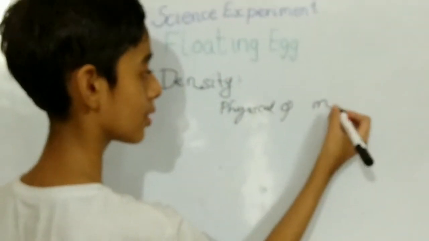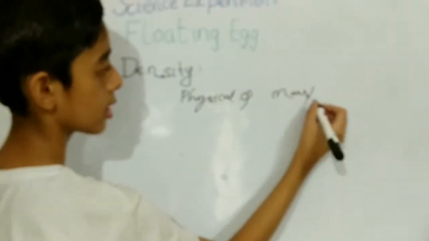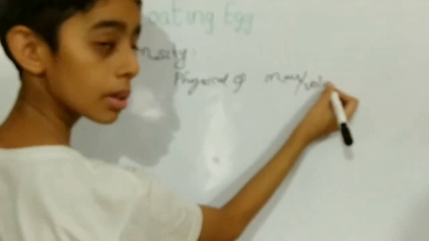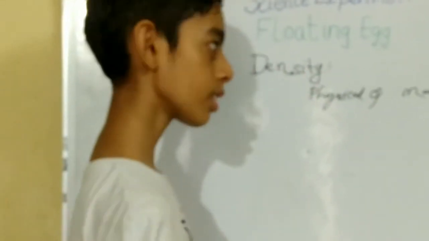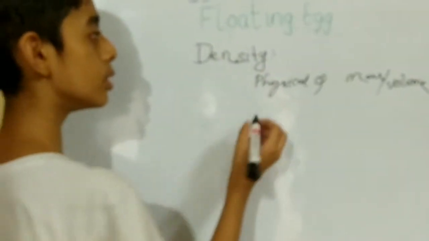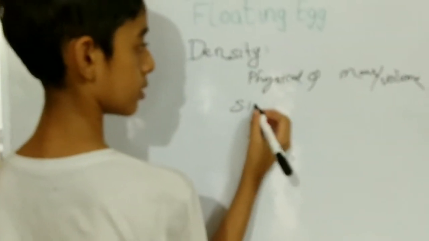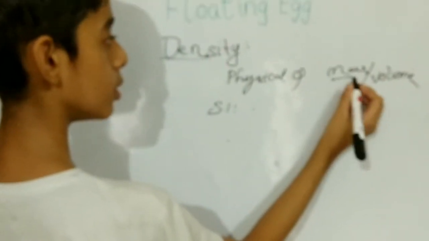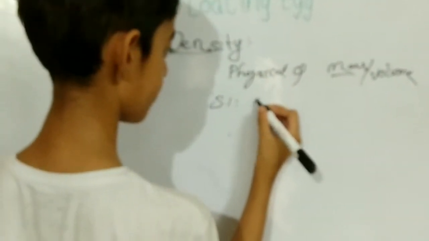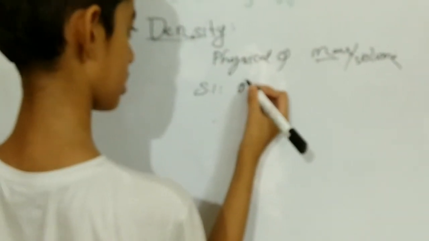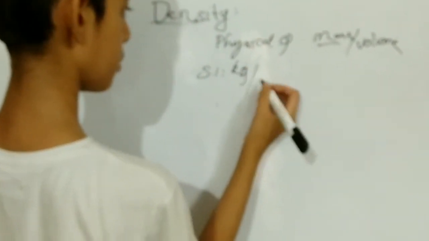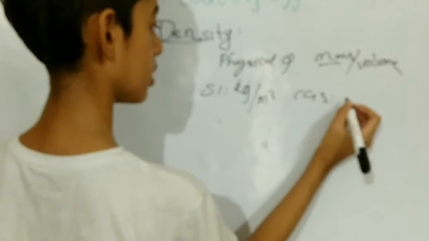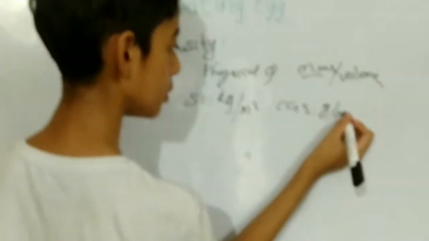Means it's mass per unit volume. Mass per unit volume. And here the SI unit of density is, what are the units of mass? Those are kg per meter cube, and in CGS it's gram per centimeter cube.